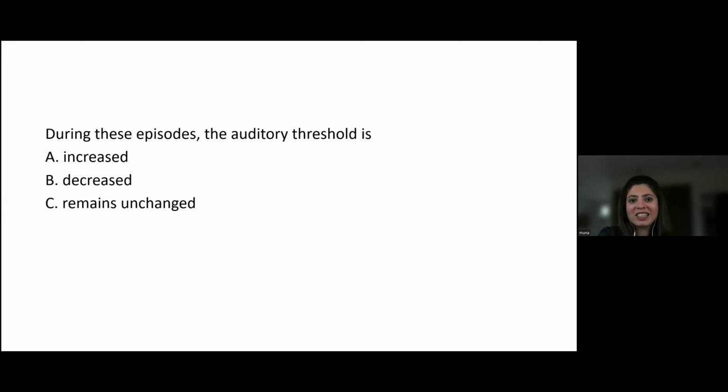So during these episodes, now this is probably a difficult question, but for the fun of it, I thought I would still include it. During these episodes, the auditory threshold is increased, decreased, or remains unchanged. A, B, or C. What do you think is the right answer?